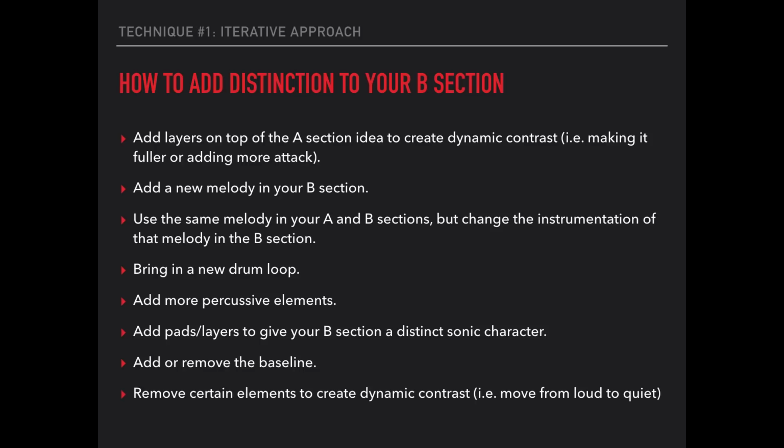And lastly, you can also remove certain elements in order to create dynamic contrast. If you have your main idea from your A section holding over into your B section, you can also remove some of those elements from your A section in order to create dynamic contrast. A lot of the other techniques that we've talked about incorporate making your B section a bit fuller, bigger, and a bit more lively, but you can also go the other way by removing certain elements, going from more of a loud mix to a quiet mix in order to create that contrast. Contrast doesn't mean just moving from quiet to big, it can also mean moving from big to quiet.